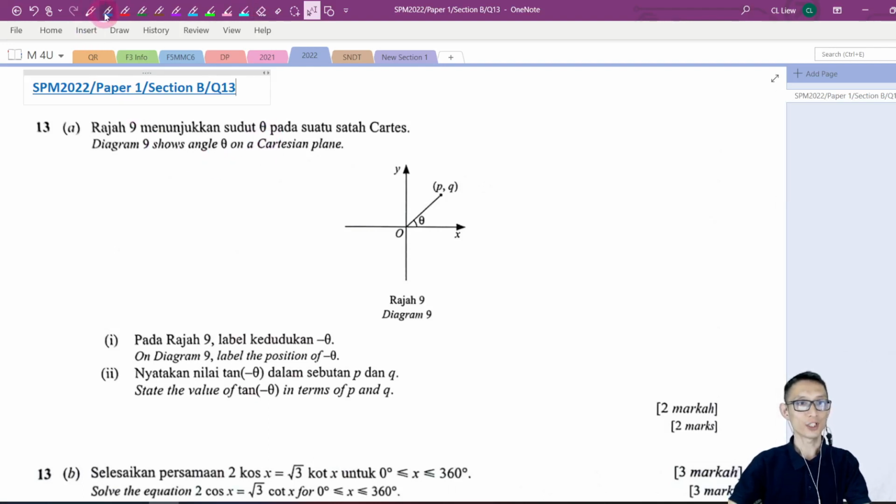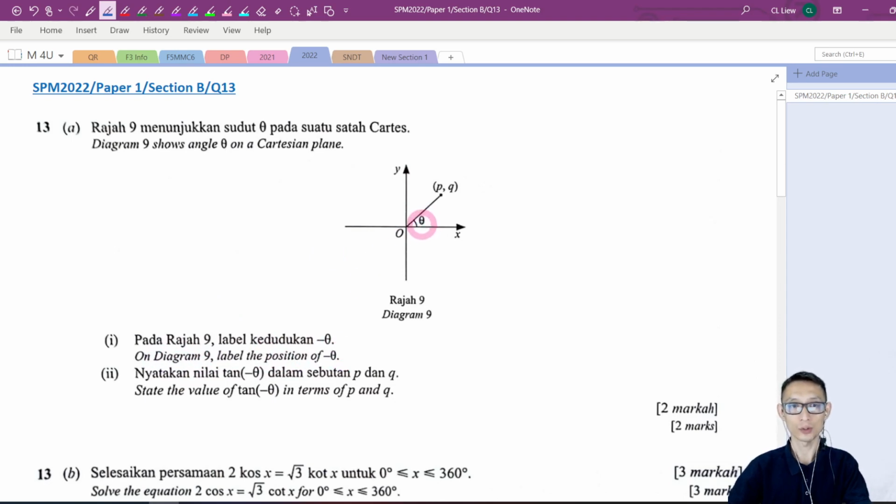Let's solve this question. This question is taken from SPM 2022, Paper 1, Section B, and it is from your Form 5 Math, Chapter 6, Trigonometric Function. Now let's look at Part A. Diagram 9 shows an angle theta on a Cartesian plane. On Diagram 9, label the position of negative theta.